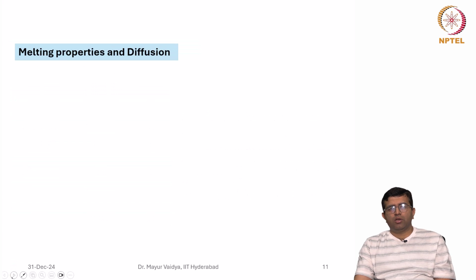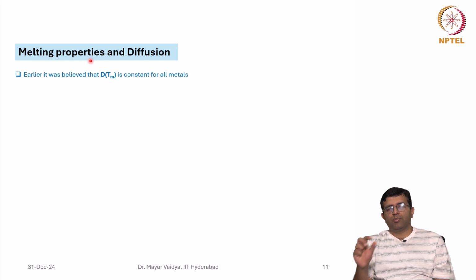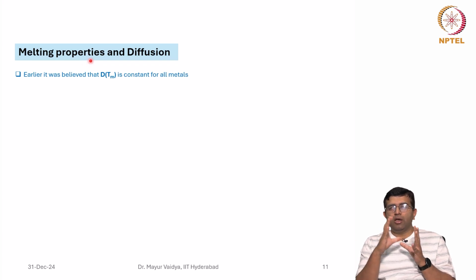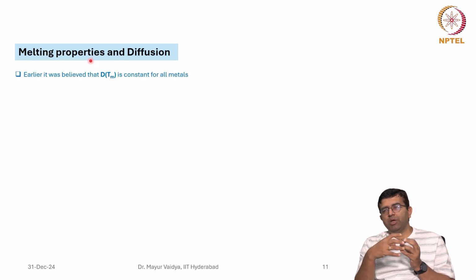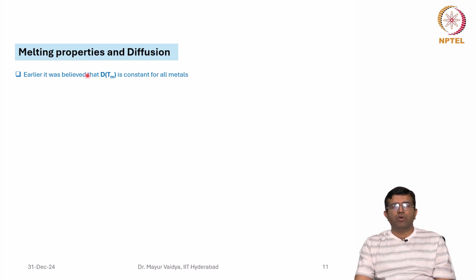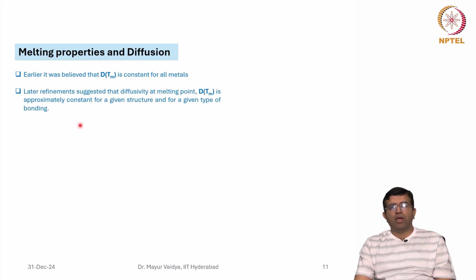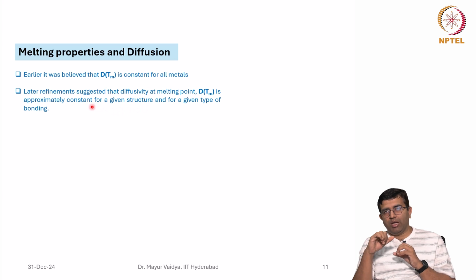Let us look at now very quickly some more empirical correlations between the bulk properties and the diffusion. For example, the most important property is the melting point. So earlier it was believed that the diffusivity of all metals will be constant, one number, at their melting point. However, later the refinement suggested that diffusivity at melting point is approximately constant for a given structure and for a given type of bonding.